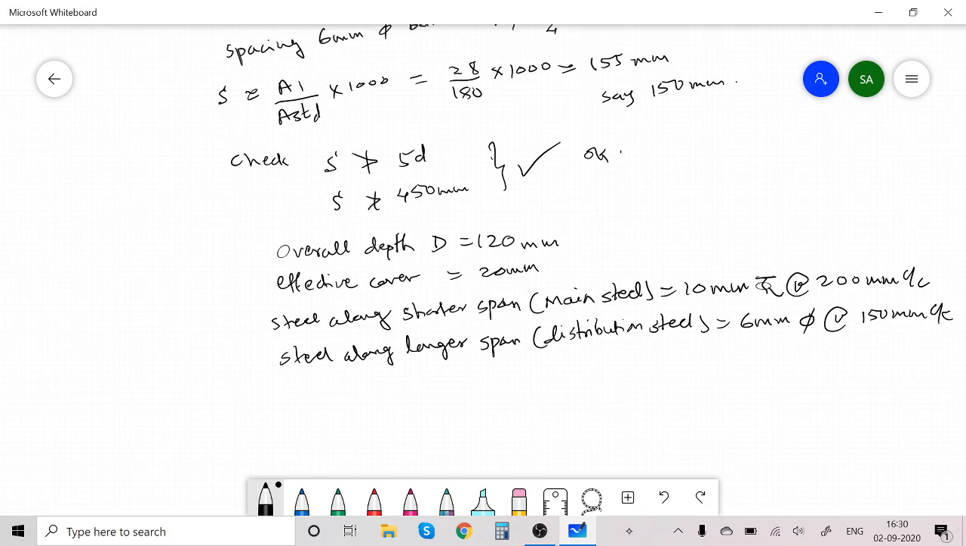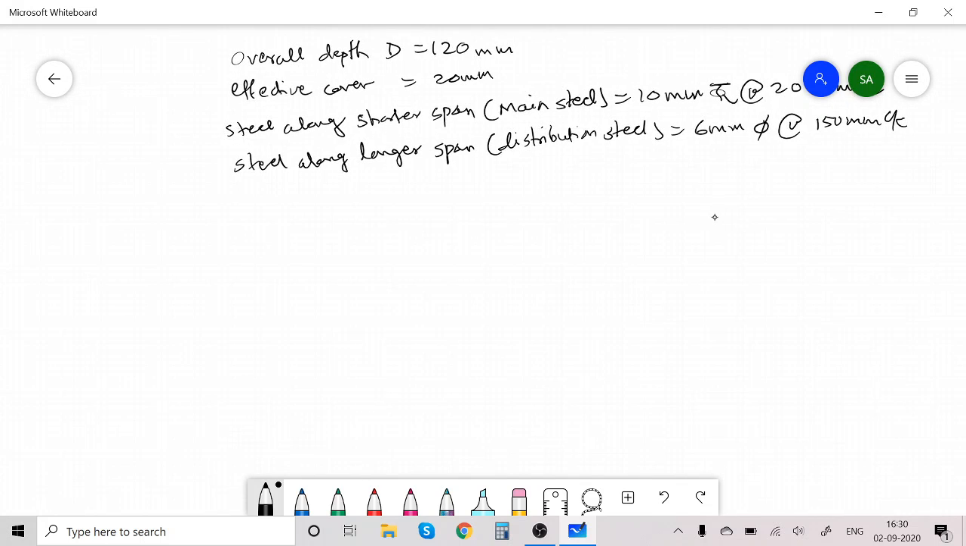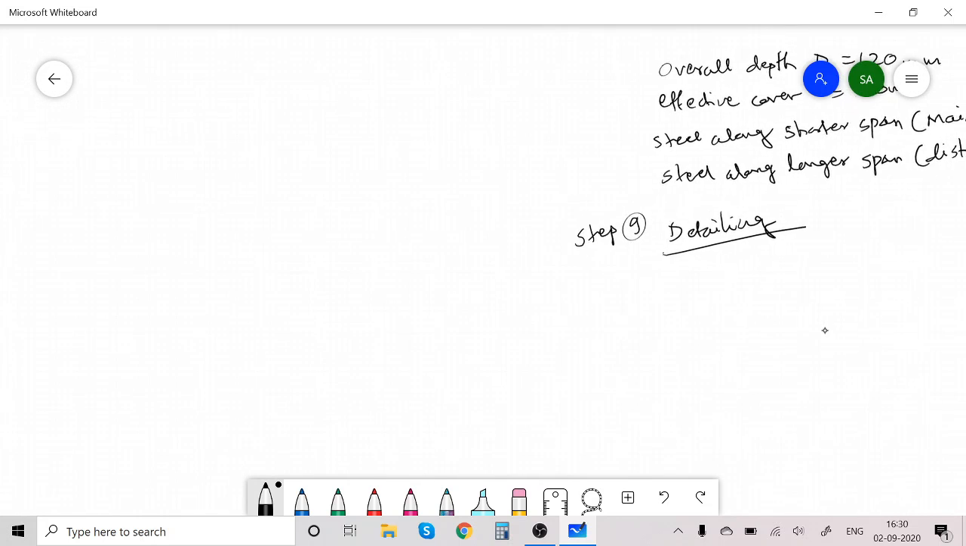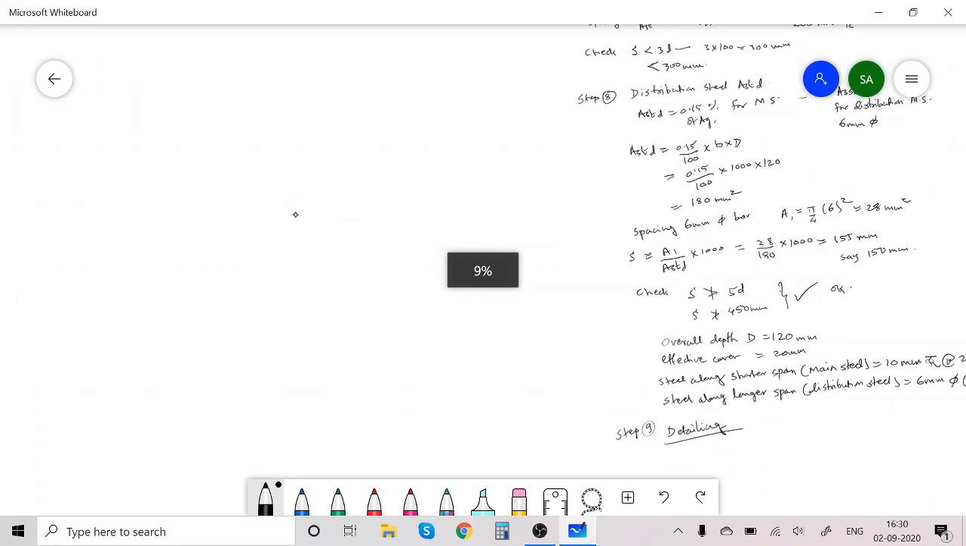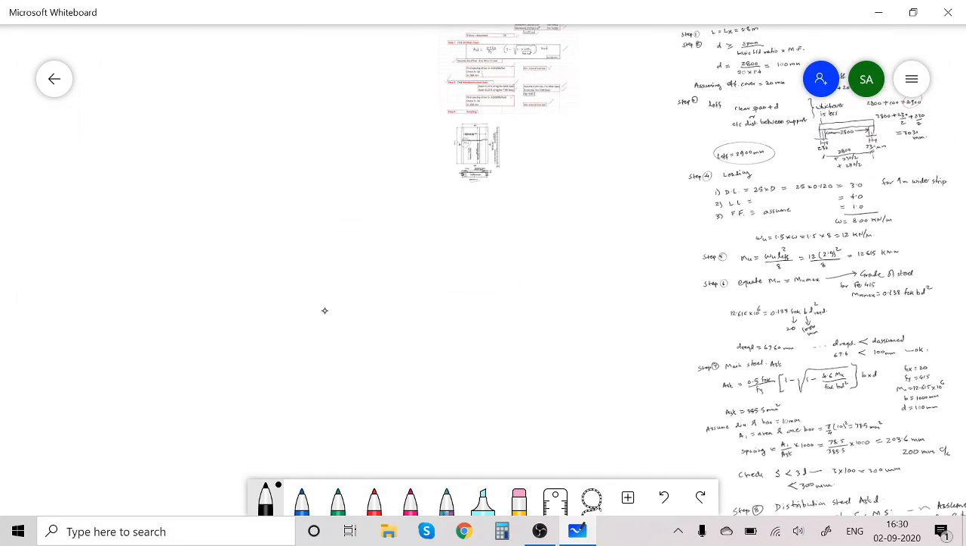Then the last job is to draw the sketch. Step number 9, detailing. In the previous lecture, I explained the detailing. Here, I will again explain how the arrangement of the bar is to be shown.